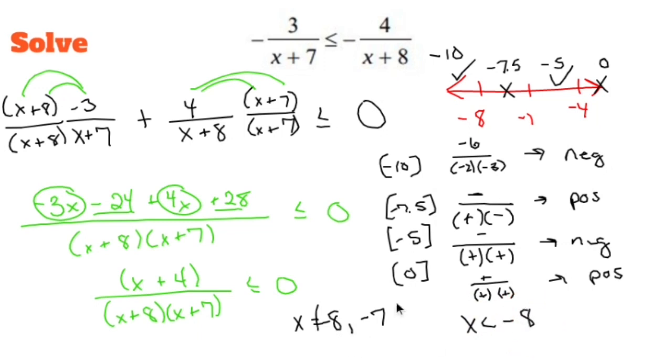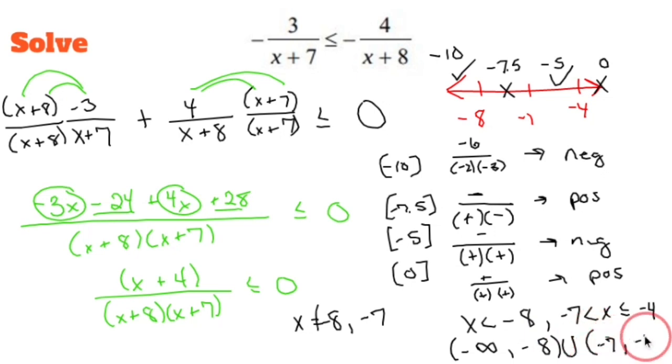I also care about the numbers between negative 7 and negative 4. So I can say that negative 7, I'm not allowed to include it, is less than x, which is less than or equal to negative 4. That's my guy. If you have a teacher that wants you to write it out in this type of notation, like the union notation, you could write it out as negative infinity to negative 8 with parentheses, and union means and, negative 7 to negative 4 with a bracket because we are allowed to include negative 4.